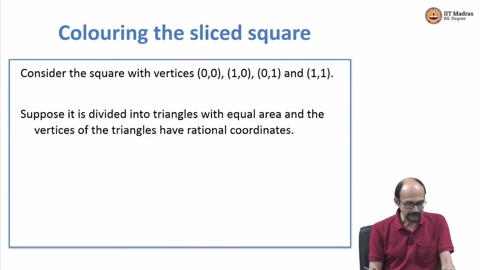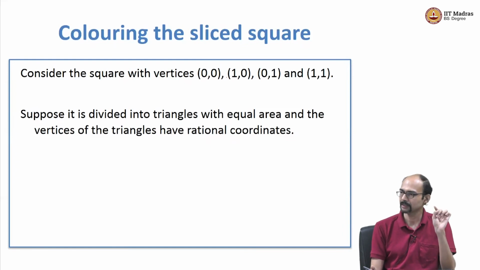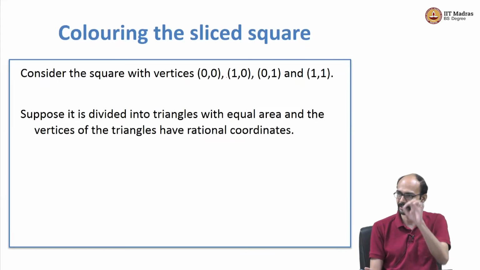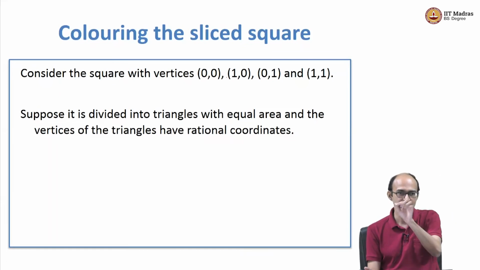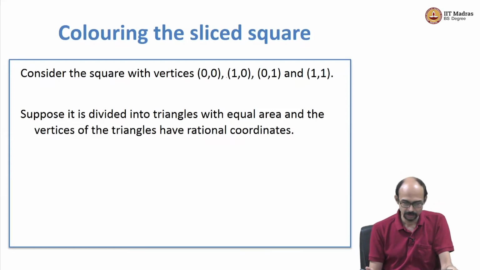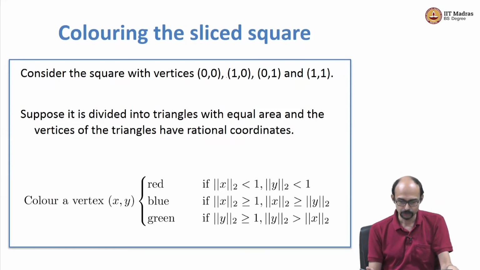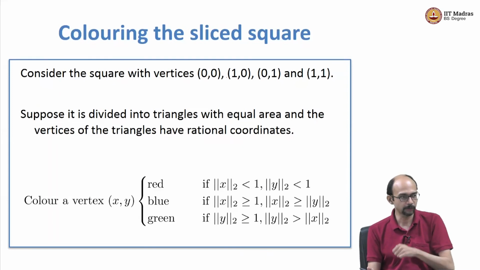Okay, and so now you divide it, and for the time being assume that all these vertices, their coordinates are rational numbers. This may not happen, I am not claiming this always happens, but assume this for the time being. So if you draw your slices, every vertex that you get, those coordinates are rational numbers like 1/2, comma, 3/4 or something like that. Okay, so now you color these vertices according to the following scheme.